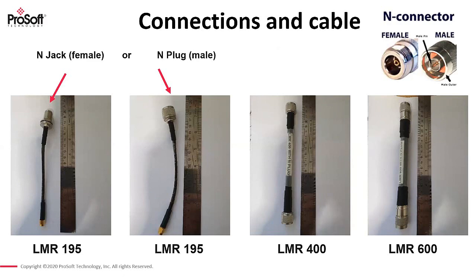So this thin cable has quite a high signal loss. That's why we want to use it as short as possible. And then the LMR 400 has got less signal loss through the cable. And then LMR 600, again, less than that. The 600 though is quite thick, difficult to work with. So we generally use the LMR 400.